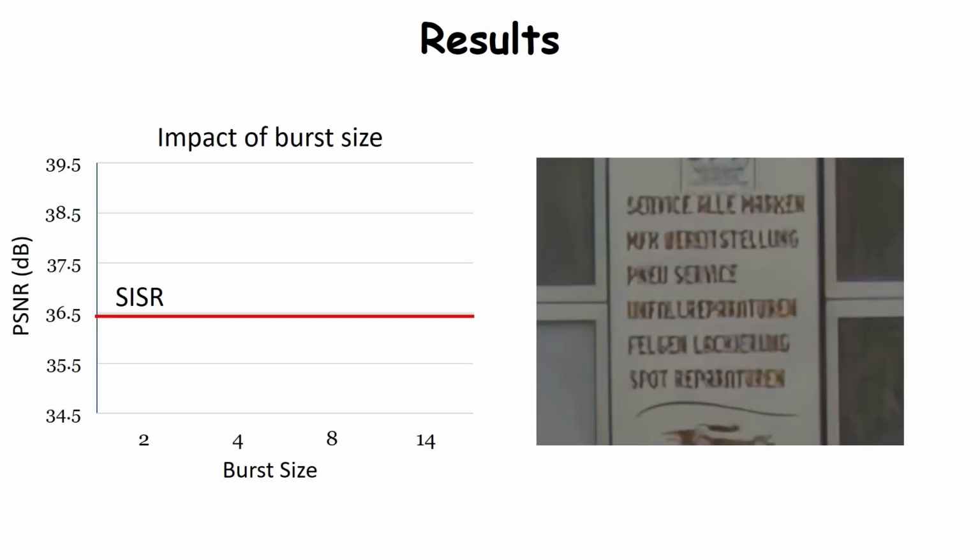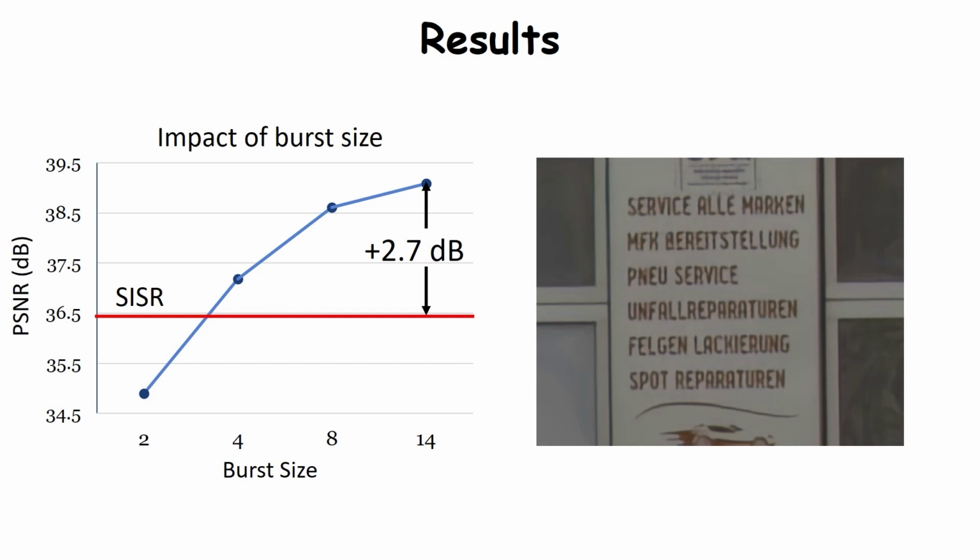Next, we briefly look at our results. All our experiments are performed for super resolution by a factor of 4. First, we investigate the impact of number of input images. We observe that the performance of our model improves consistently with increasing burst size. When using a burst with 14 images, our model outperforms a single image baseline by over 2.7 dB in PSNR.